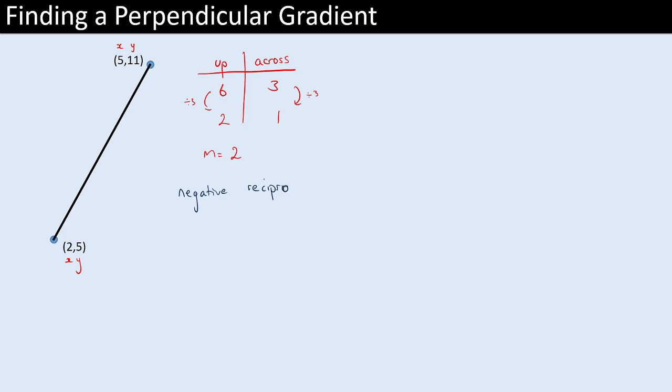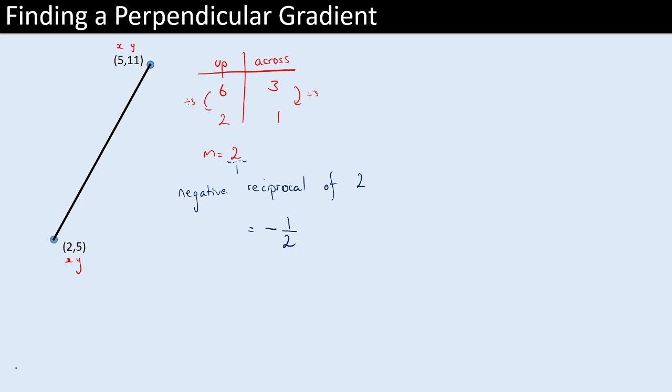Reciprocal of 2. Now, we need to make it negative, so negative something. You can always imagine that would be 2 over 1. So the reciprocal would become 1 over 2. So the negative reciprocal of 2 would be negative 1/2.